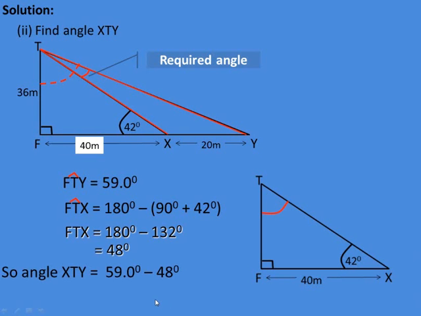The difference of this now will give us the angle XTY. So angle XTY is equal to 59.0 degrees minus the 48 degrees, which is going to be equal to 11 degrees, and this is corrected to two significant figures.